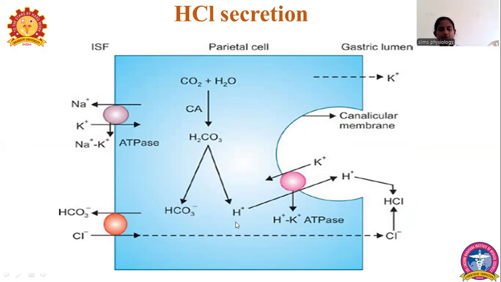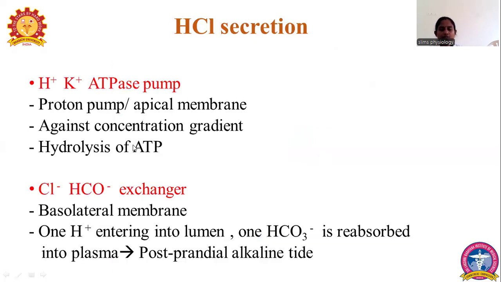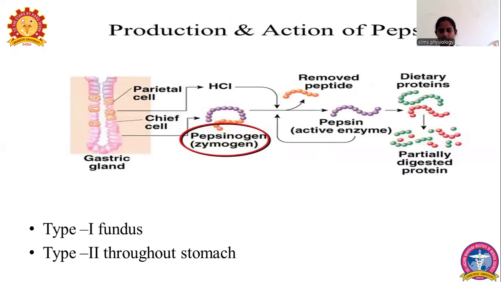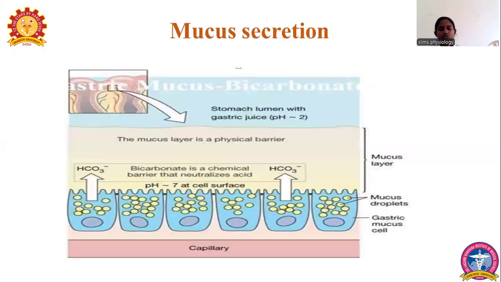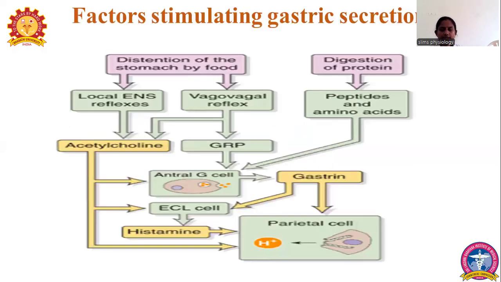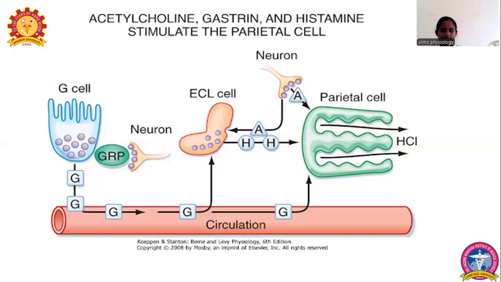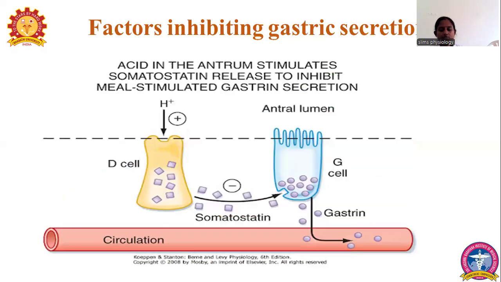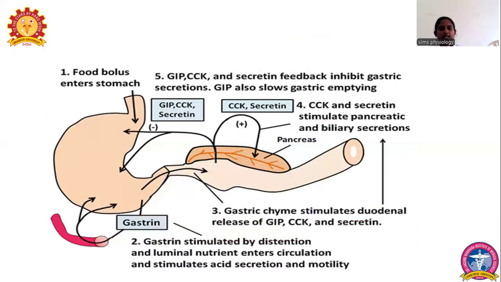The concentration of sodium and potassium inside the cell is maintained by the sodium-potassium ATPase pump on the basolateral side. That we have to remember. So these two pumps we have to remember: the hydrogen-potassium ATPase pump on the apical side and the chloride-bicarbonate exchanger on the basal side. Then pepsinogen from the chief cell, and mucus secretion from the surface and mucous neck cells. Factors stimulating: gastrin, histamine, acetylcholine. Inhibiting: somatostatin, CCK, secretin, and GIP.